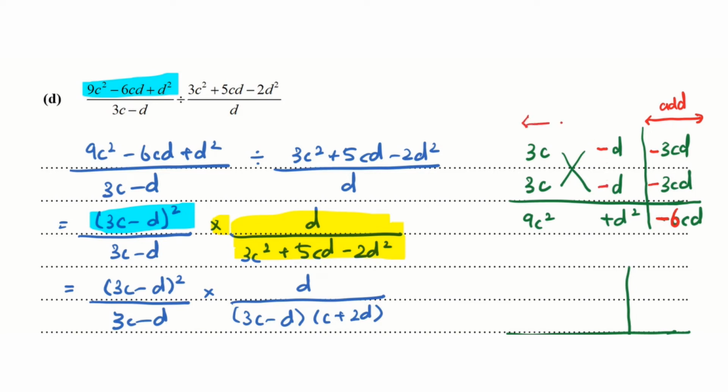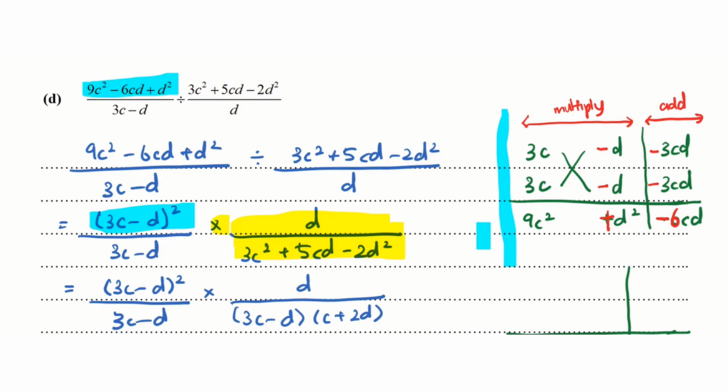And if we're looking at multiplying in this area, minus times minus will give me plus. Therefore, I have 3c minus d times 3c minus d. And that is actually considered as saying 3c minus d bracket square. That is how I got this factorization over here. So this is for the numerator on the left fraction.